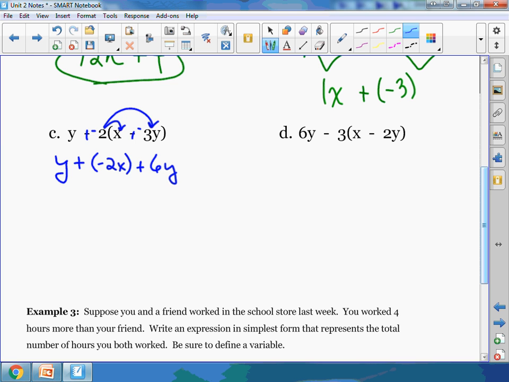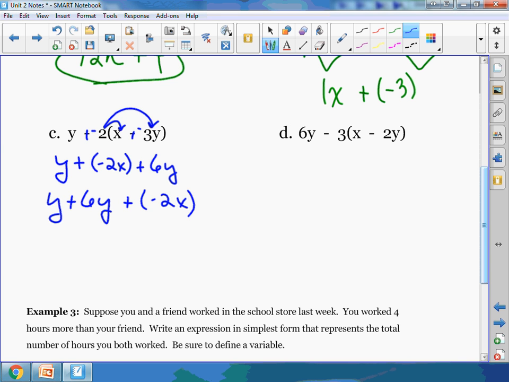Now what we've done is we've freed it up a little bit. Now we have that freedom to move terms around. So where are our like terms in this expression? Matt? Exactly, y and 6y. Since everything's addition, just for peace of mind, I'm going to put them next to each other.